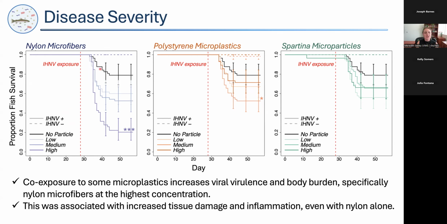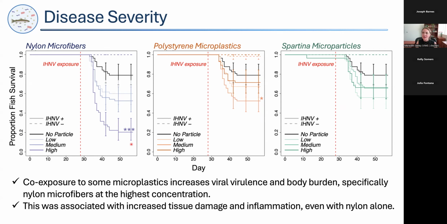So the fish that were exposed to IHNV only are in these solid black lines here, our kind of positive control. And then we have fish exposed to different varying levels of different nylon microfibers, polystyrene microplastics, and Spartina microparticles. And what you can see is as we go into these colored lines, those lines drop down, we're having lower survival overall, particularly for these nylon microfibers. At the highest concentration, which was 10 milligrams per liter, these fish had a 6.4 times higher chance of dying compared to IHNV alone. So this is significantly increasing the mortality outcome for these fish.